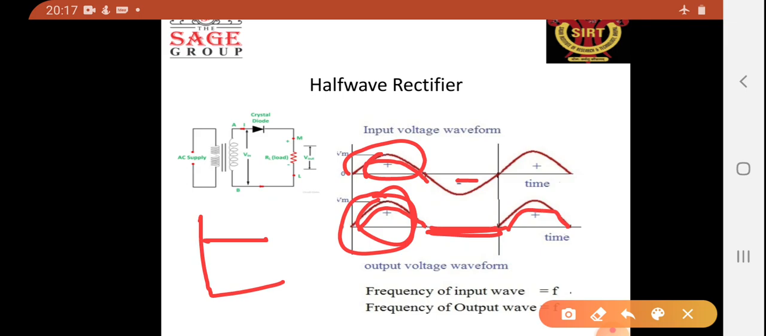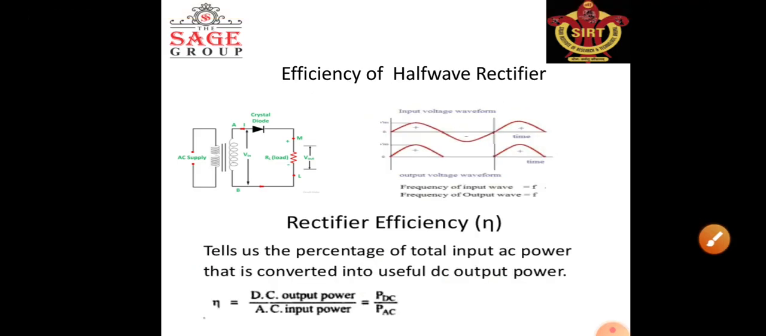What is efficiency? Efficiency means how much of the input AC power can be converted into the output DC power. This ratio is denoted as the efficiency. Eta is used to denote the efficiency. The output of the rectifier is DC and the input of the rectifier is AC. So eta can be defined as the DC output power upon the AC input power.